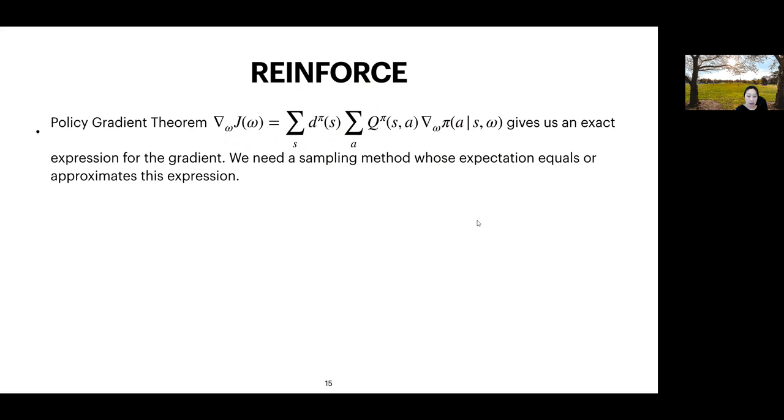This is not very surprising, but this one is again annoying because we don't know how to get it. And this guy is strange because we said we will not require a value function. Nonetheless, this policy gradient theorem gives us an exact expression for the gradient. So we need a sampling method whose expectation equals or approximates this expectation. Just like what we introduced in value function approximation, where the mean squared value error is essentially a summation over S of d pi of S times the difference between the ground truth and the approximated value, when we're really doing gradient descent, or more specifically stochastic gradient descent, we're looking at one sample at a time.